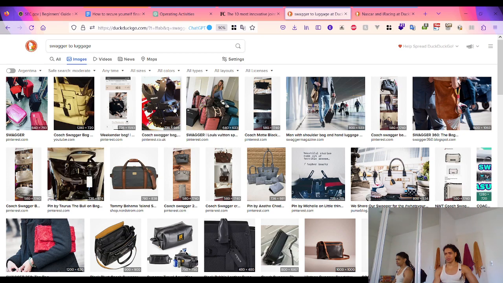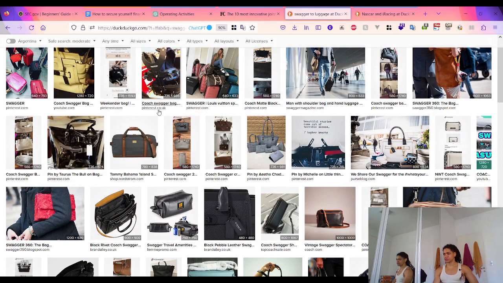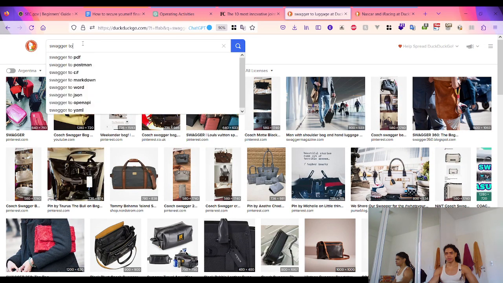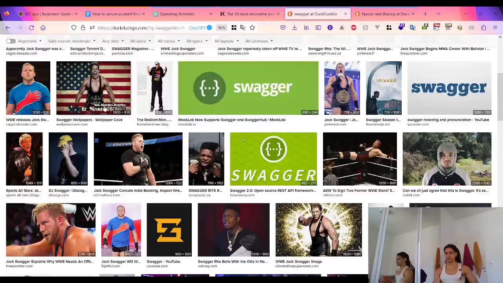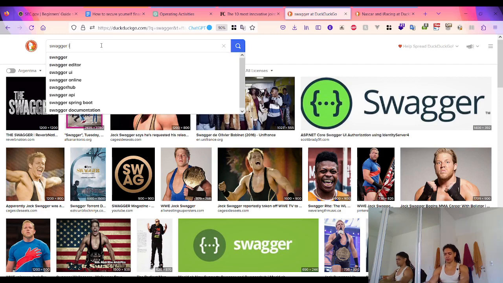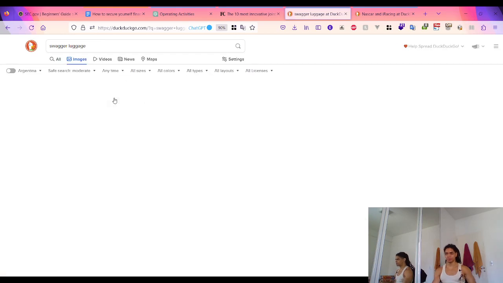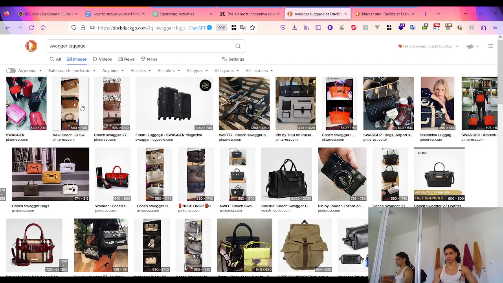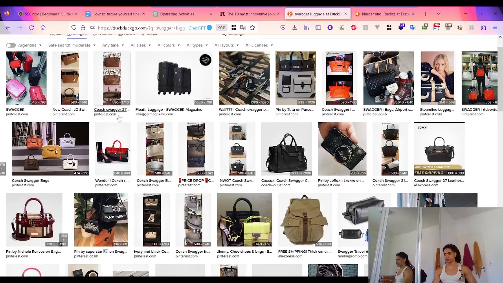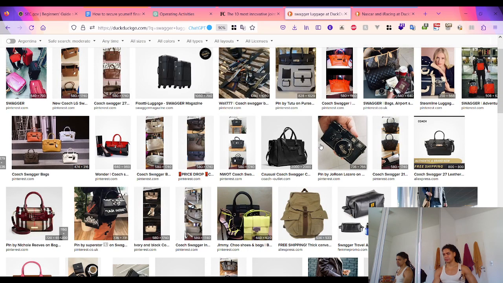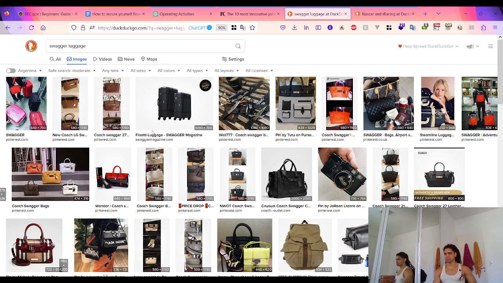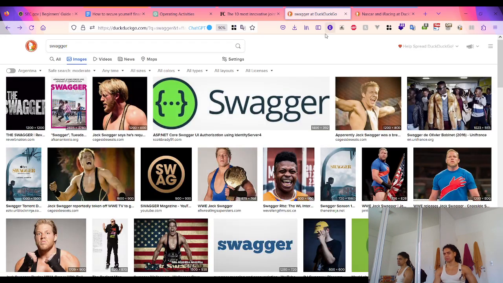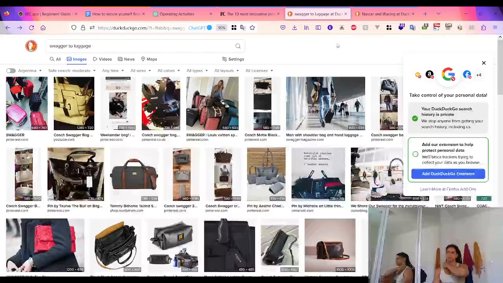Coach Swagger. You gotta be fucking... swagger. What is a swagger? Okay. Luggage, swagger. Okay, that is a swagger. Uh, okay. In Spanish is un bolso de mano. Okay, okay, okay. Interesting. Swagger.